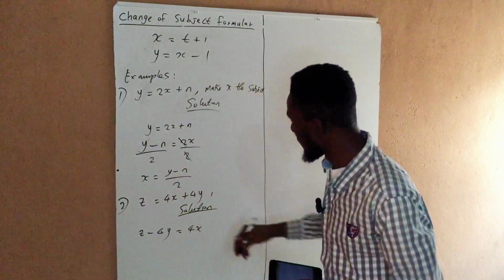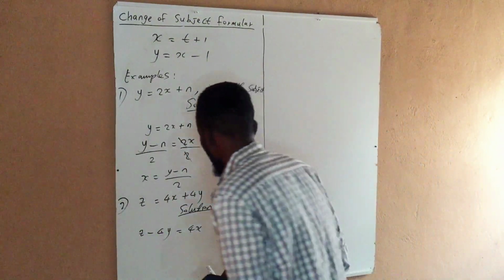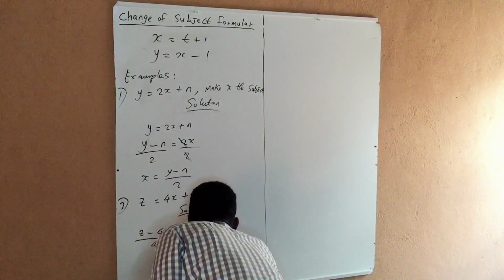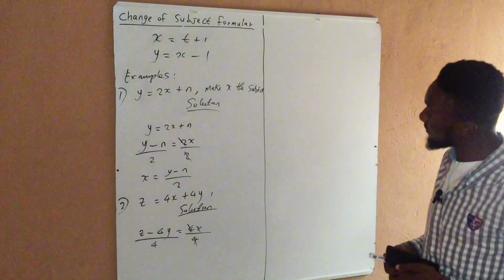You divide both sides with the coefficient of x, which is 4. Z minus 4y divided by 4, 4x divided by 4. You have that x is equal to z minus 4y over 4.